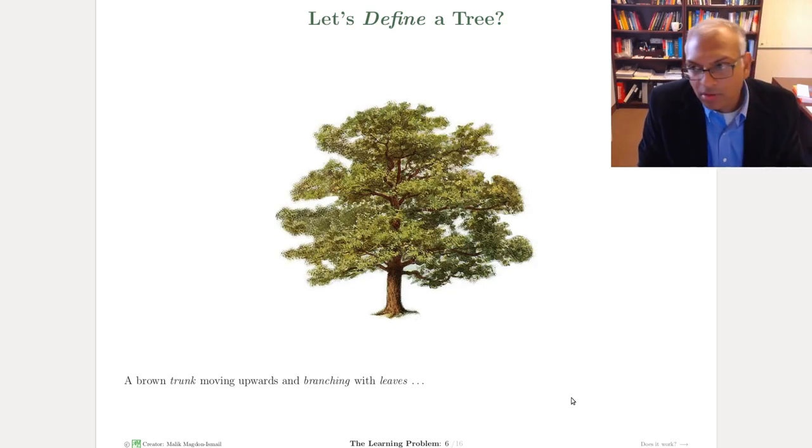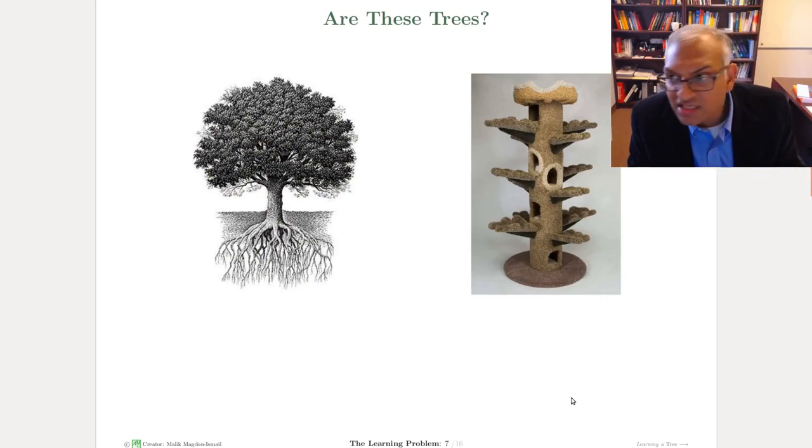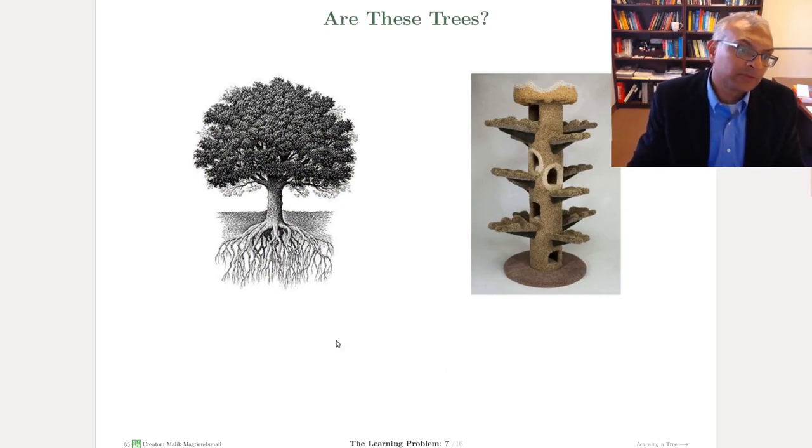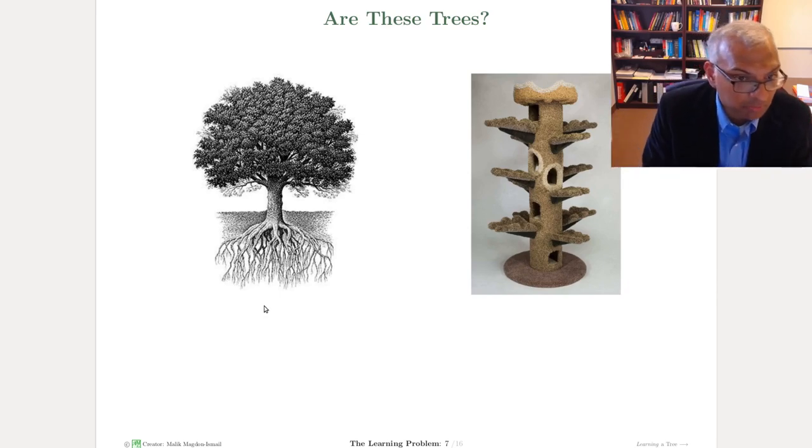So let me show you some problems with this definition. So are these things trees? Now, the left guy is certainly a tree, and when we look at the left guy and compare it to our definition, we realize that it's not that our definition was wrong, it's that it's not complete. Our definition works for a tree when you don't see the whole tree, but if you were to see the whole tree, then it's got roots. And so we would have to make a bigger, more complicated definition, and then when we do that, we would still not know whether it's complete.